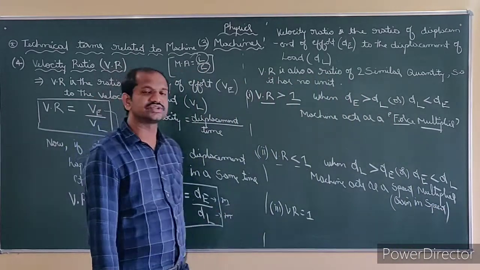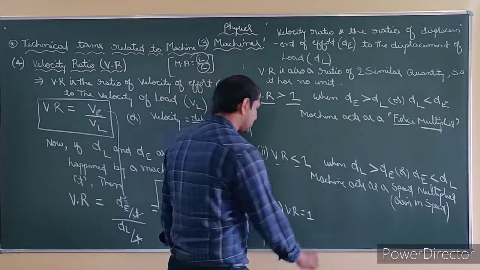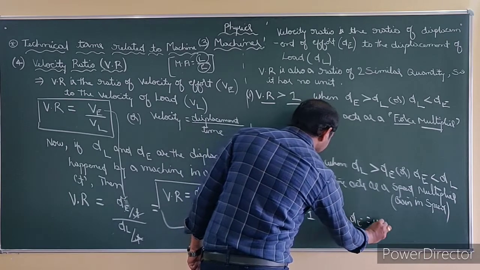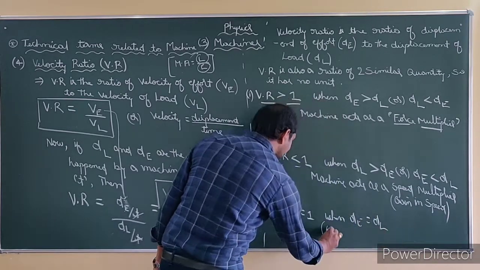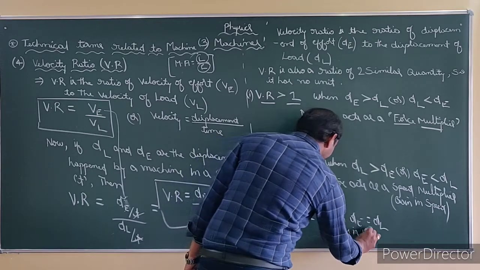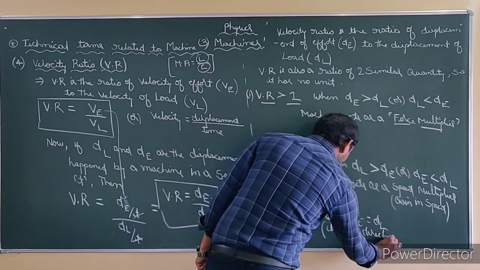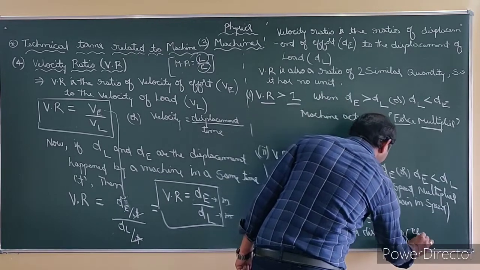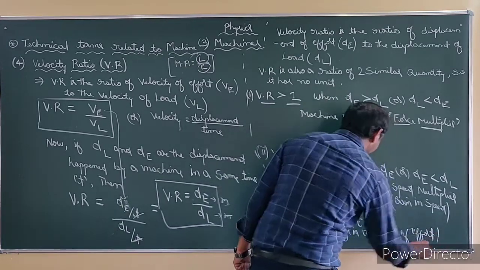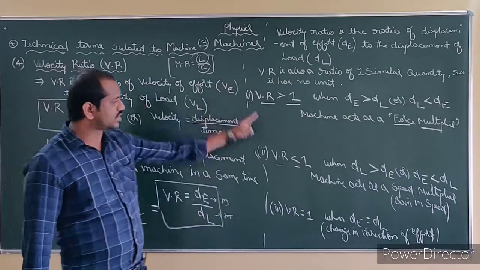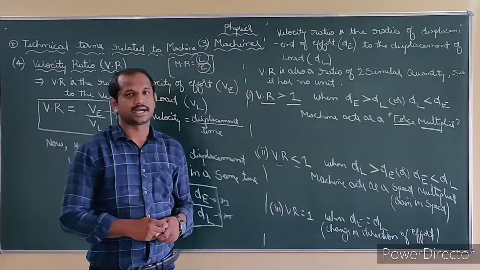Then when velocity ratio is equal to 1, displacement of effort is equal to displacement of load, and that is just changing the direction of effort. Understand? Then velocity ratio is equal to 1. These are the concepts you need to understand.